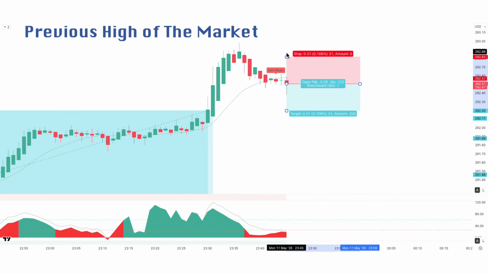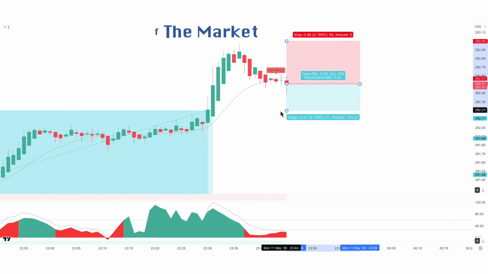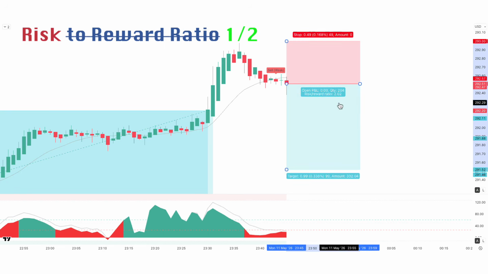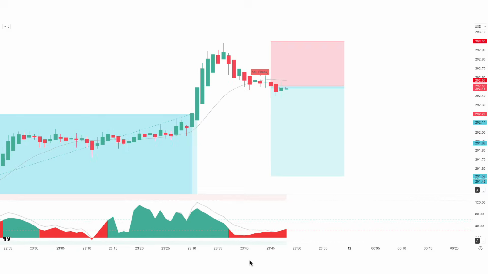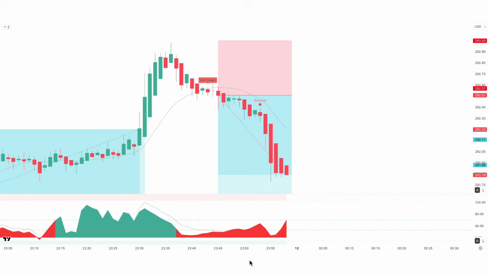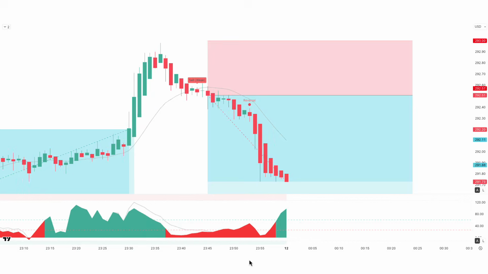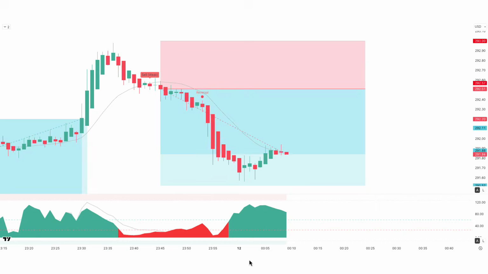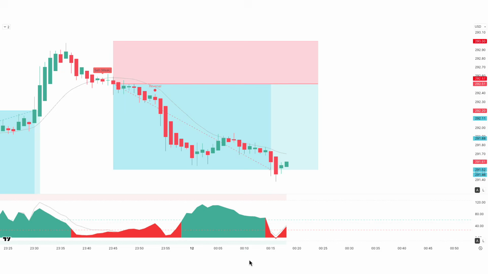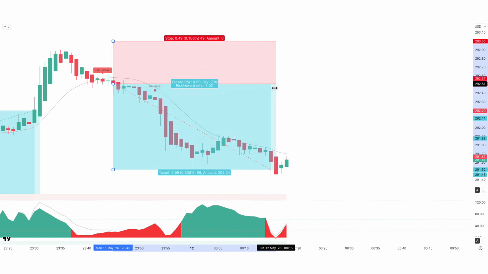Our stop loss is to be placed at the previous high of the market, and the risk to reward ratio will be 1:2. Let's see what happens to our trade. Our trade is running in profit. We have won the trade. Let's find the next trade.